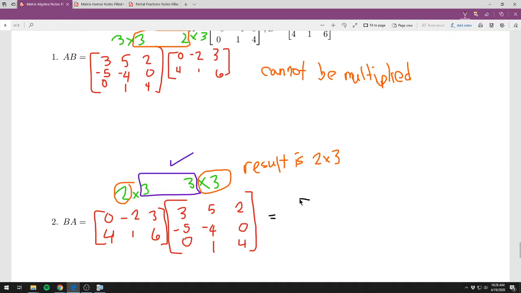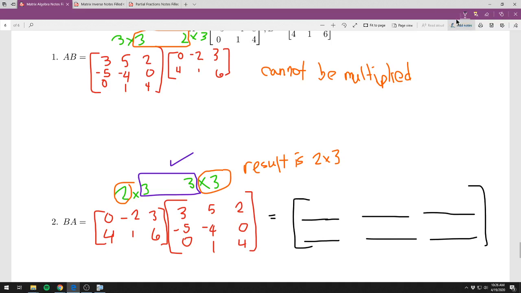Right, so let's go ahead and fill in some spots for that. This has 2 rows and 3 columns. That's our result. And we'll do exactly what we did before. Go across the row on the left as we go down the column on the right. So this first one here, row 1, column 1, we get 0 times 3 is 0. Plus -2 times -5 is 10. Plus, continuing, we got 3 times 0, which is 0.